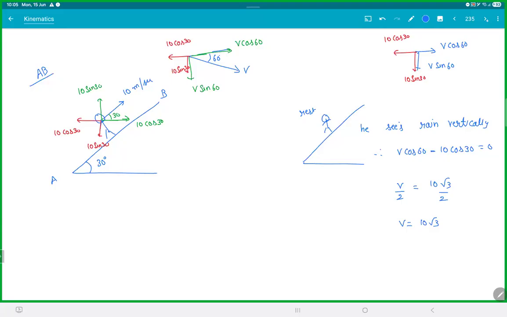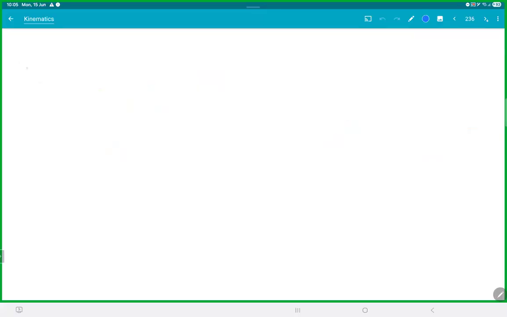All clear with this? So CD gave you the angle, AB will give you the speed. Once you got all this, then you're done. So then we will say from B to C, our observer is going horizontally with 10. Your rain was falling at 10 root 3 at an angle of 60 degrees. How do we stop the man? We put 10 backward. Now this becomes an easy problem.